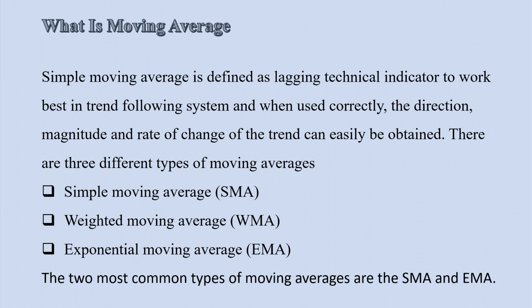There are three different types of moving averages. The first one is simple moving average, SMA. The second one is weighted moving average, WMA. And the last one is exponential moving average, EMA. The two most common types of moving averages are the simple moving average and exponential moving average.